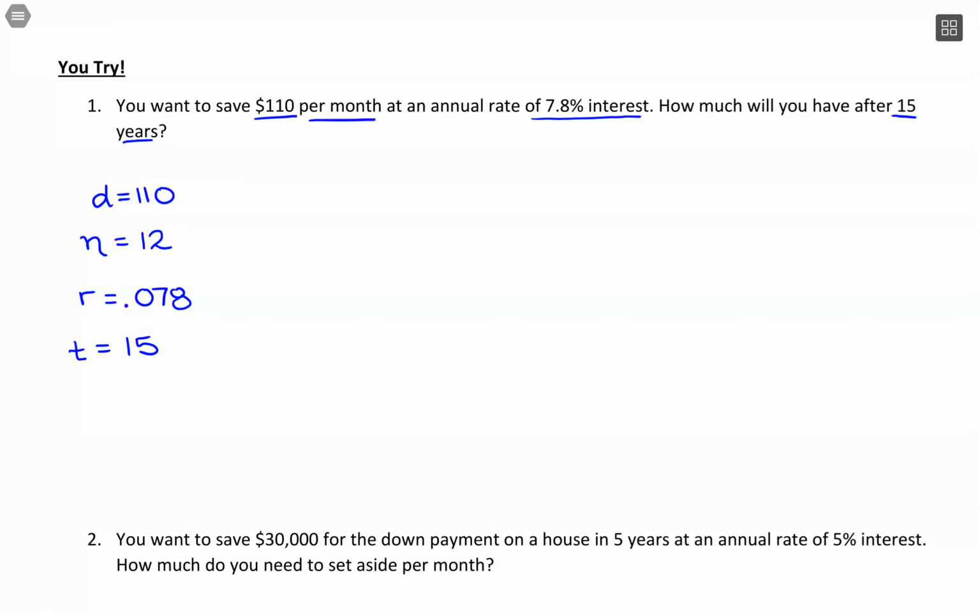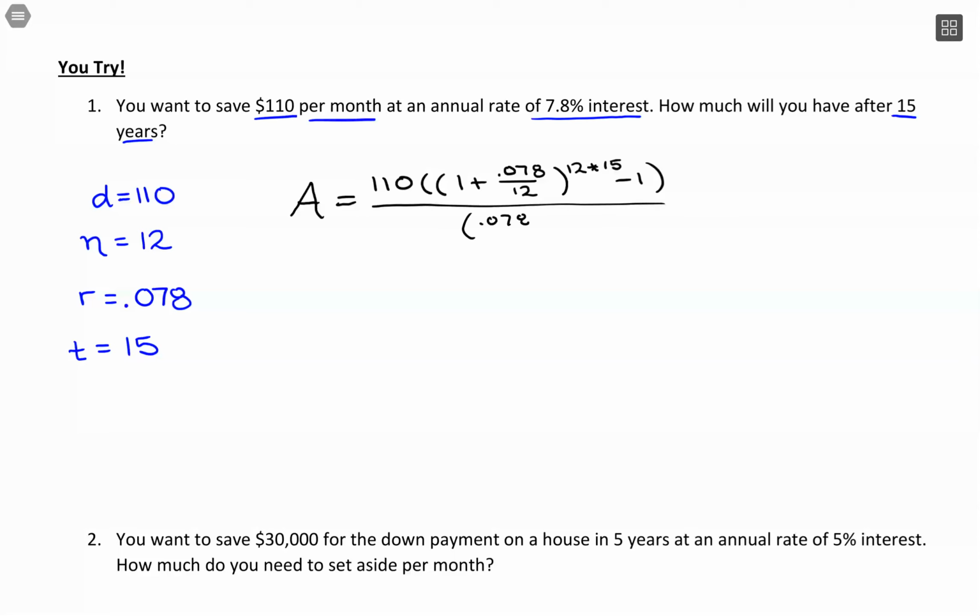So with that, we'll plug into the calculator this 110, 2 sets of parentheses, 1 plus 0.078 divided by 12 with an exponent of 12 times 15, minus 1, all over that 0.078 divided by 12. So when you plug that into the calculator, you should get a grand total of $37,396.90.